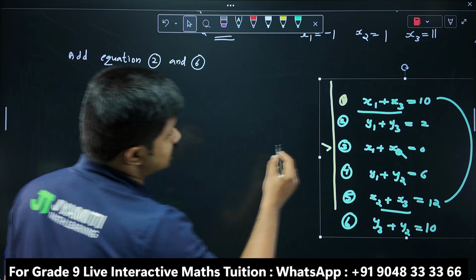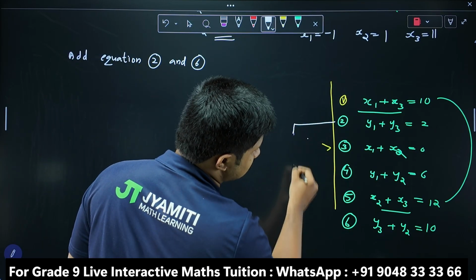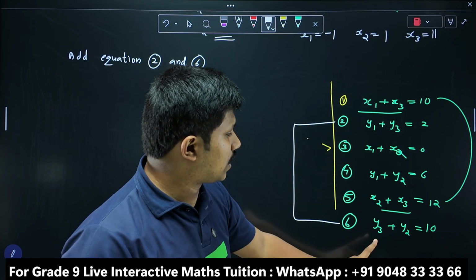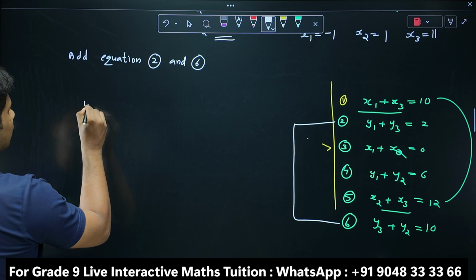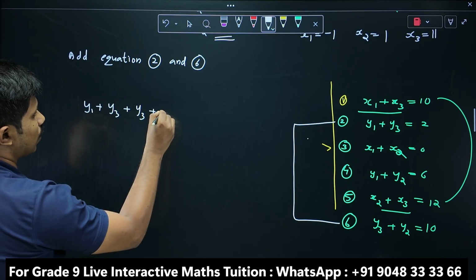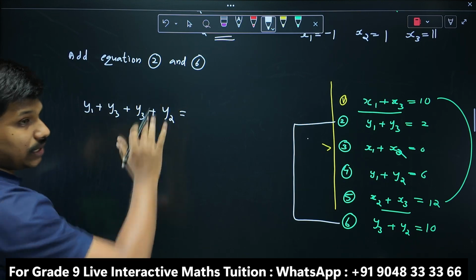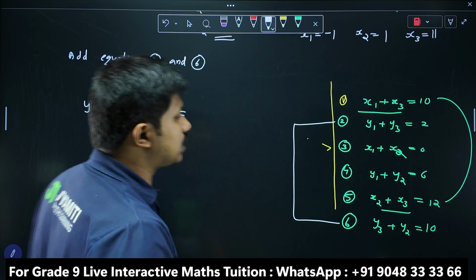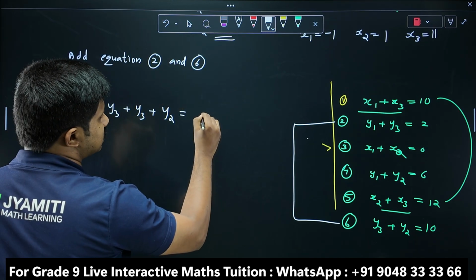So when you add equation 2 and 6, what happens? You have to add the left side first. y1, y3, y3, y2. y1 plus y3 plus y3 plus y2. Now you put the equal sign. You just add the right side. 2 plus 10, which is equal to 12.